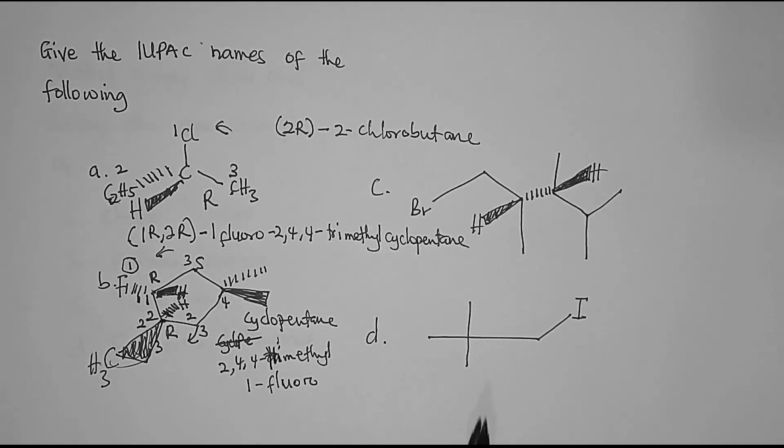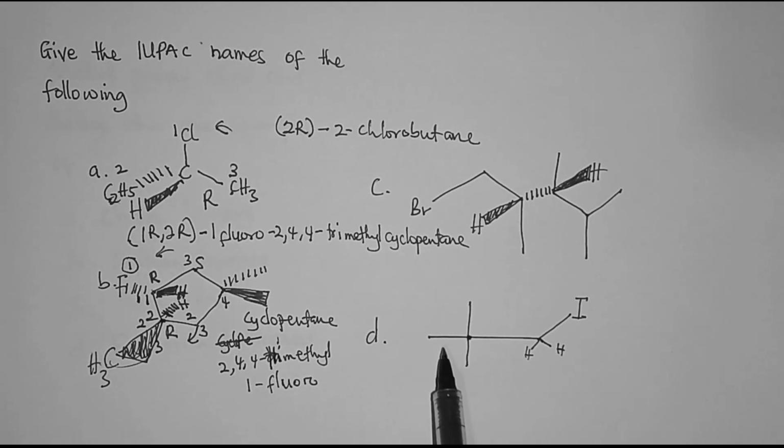Let's come to this side and let's name this molecule. Now, there is no chiral center in this molecule. This carbon has 2 protons. It cannot be a chiral center. And this carbon has 2 methyls, at least 2 methyls. It can also not be a chiral center. And therefore, the name of this molecule is straightforward.